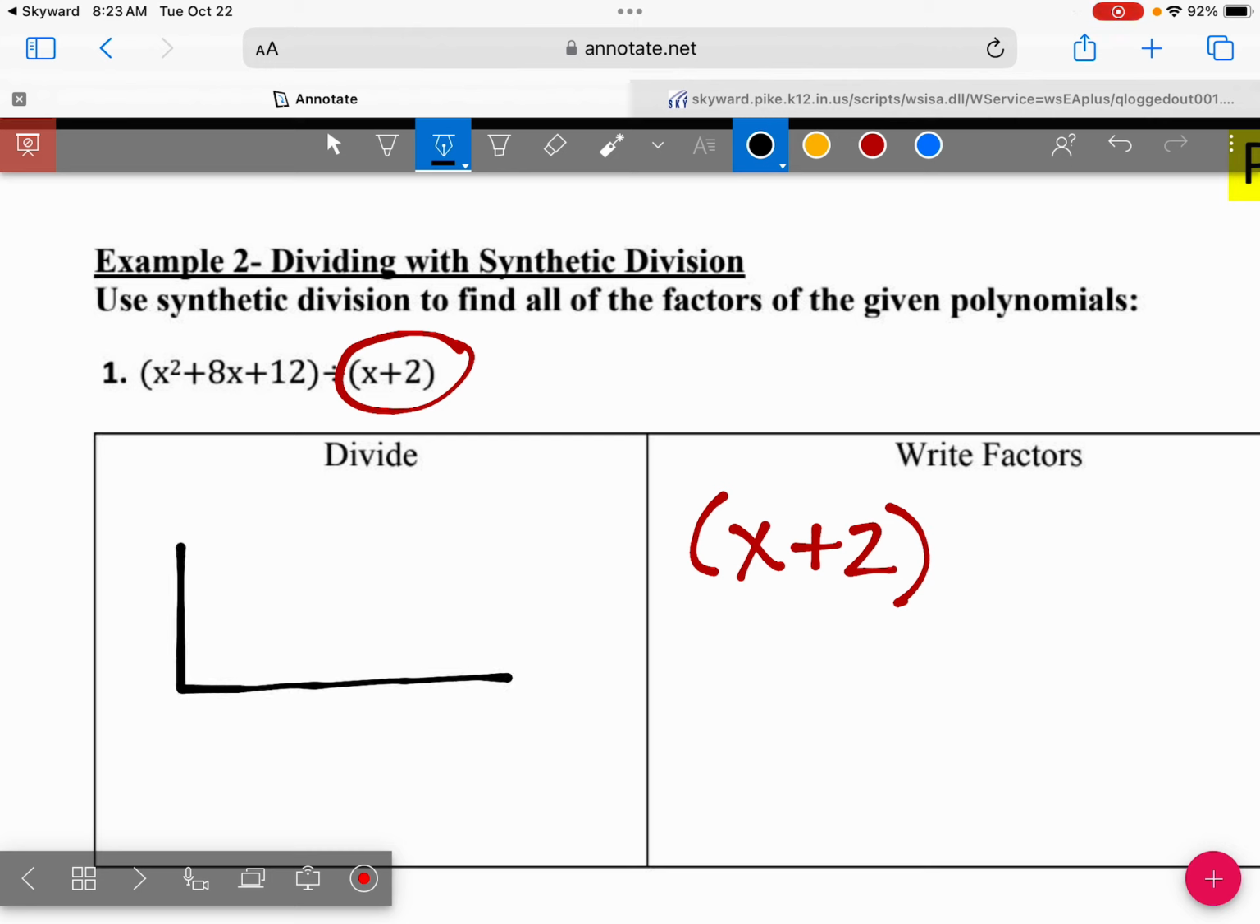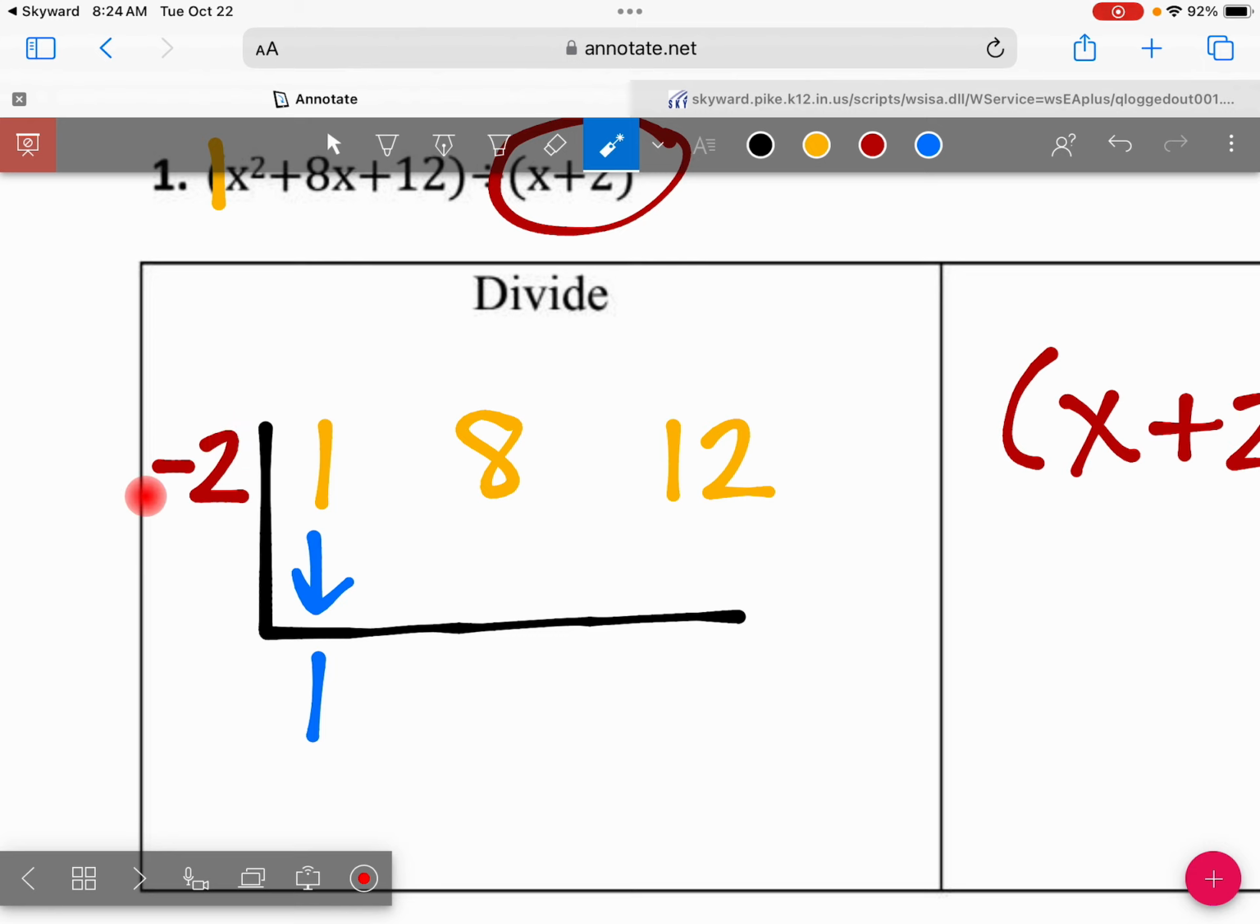With synthetic division, all you have to know how to do is multiply and add. What you're always going to do is whatever this first number is, you just drop it down. We don't do anything with that first number. We just drop it down. And then you're going to multiply 1 times -2.